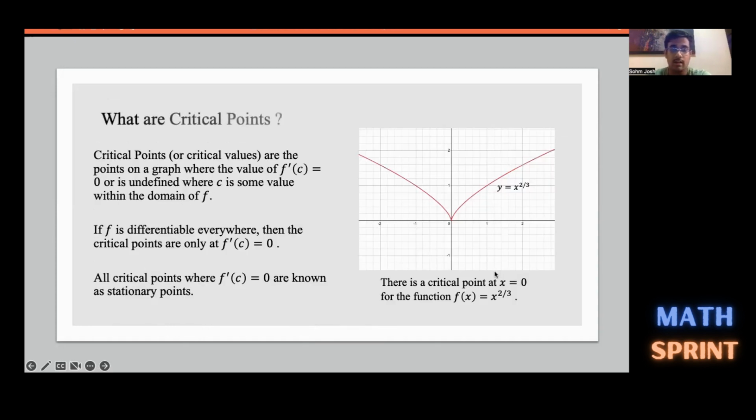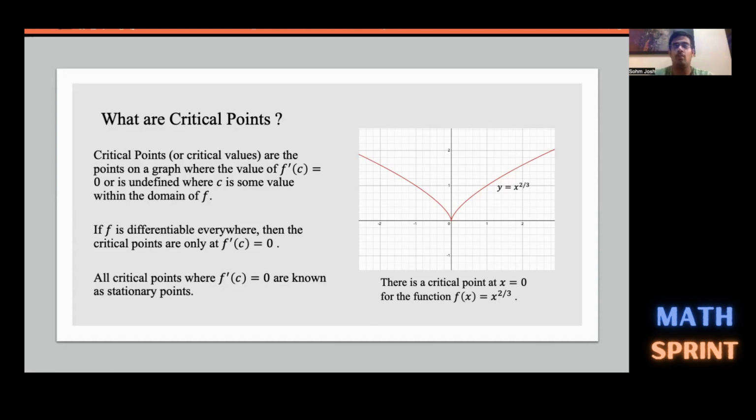All right, here we are, critical points. Critical points are specific points within the domain of the function f, where f'(x) is equal to 0 or f'(x) is undefined. So if you take the graph over here on the right, the equation of the graph is y = x^(2/3). The critical point is at x = 0, which we can find using calculus. But the function is not differentiable at x = 0. So since f'(x) doesn't exist at x = 0, x = 0 is the critical point of this function.